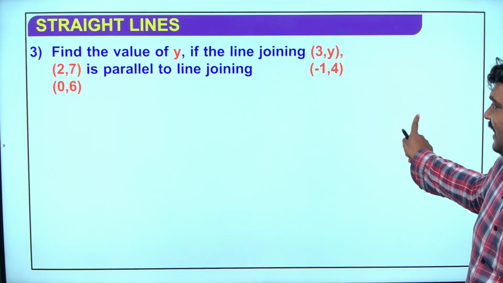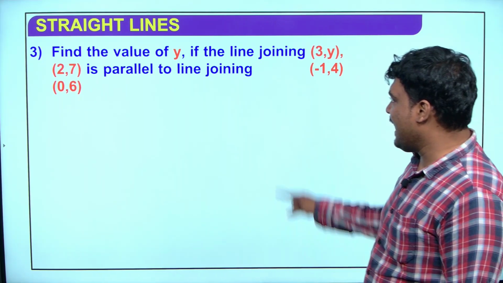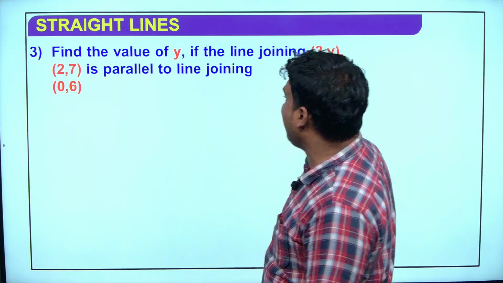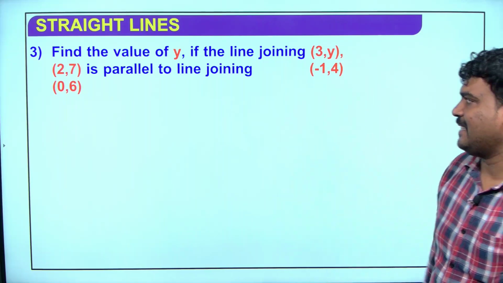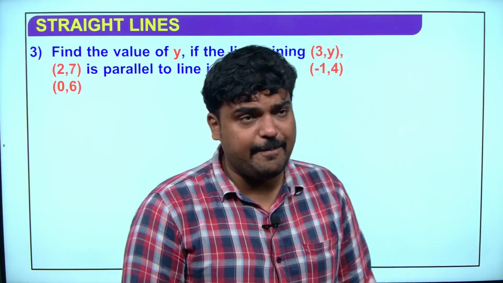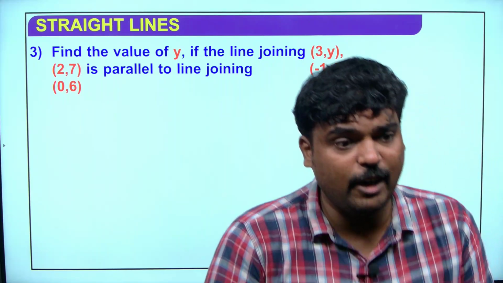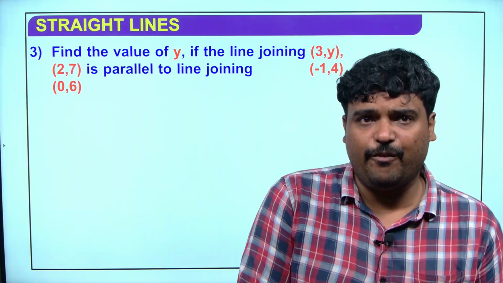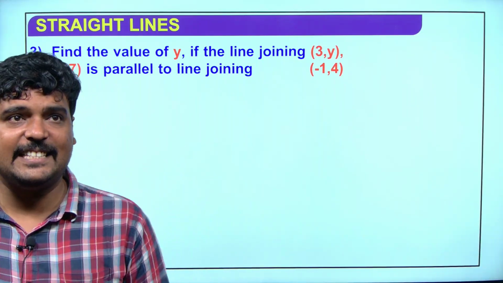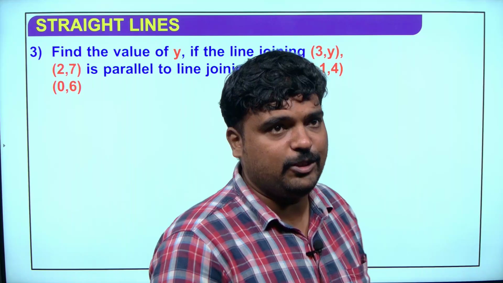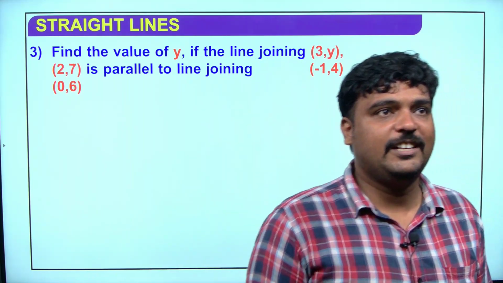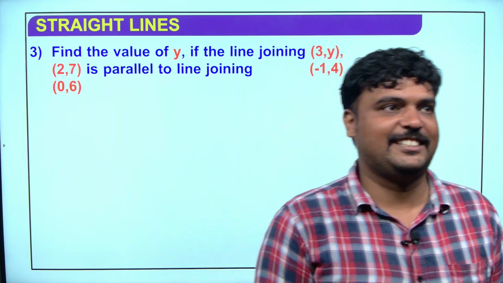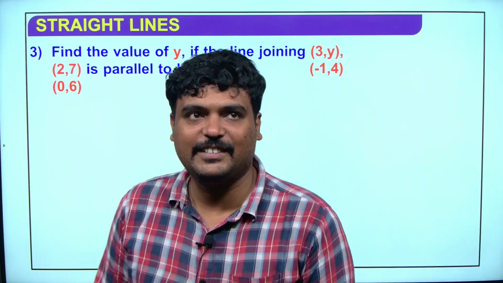I'll buy you, man. Come here. Find the value of y if the line through (3, y) and (2, 7) is parallel to the line through (minus 1, 4) and (0, 6). Guys, they have given parallel. If they say parallel, what I know is their slopes are equal. So the slope of these 2 points and the slope of these 2 points are what? Equal. Find the value of y using this. Come on, guys. I want an answer from Vidyut, Devesh, Varshika, Arvish.